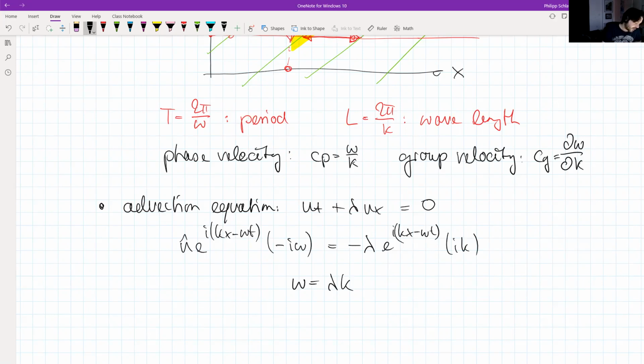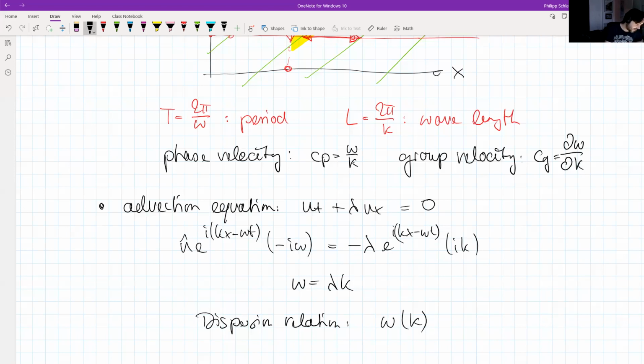Okay. Now I have found a relation between omega and k, and this is actually something that is called a dispersion relation. So that essentially means I have an omega as a function of k. So I relate the frequency to the wave number. And I have now found a specific dispersion relation for the advection equation.